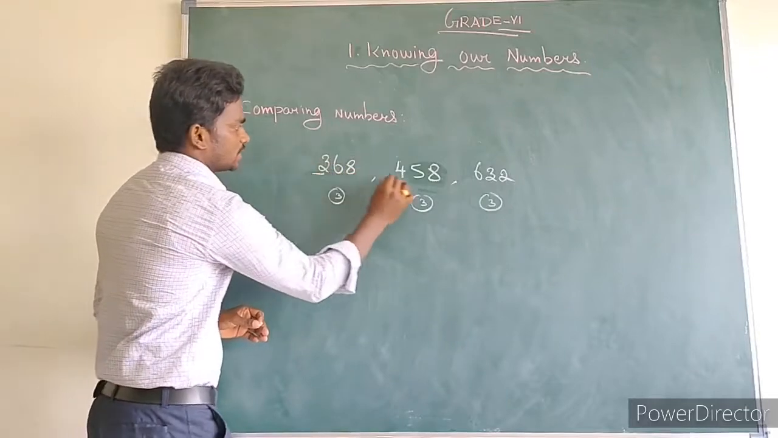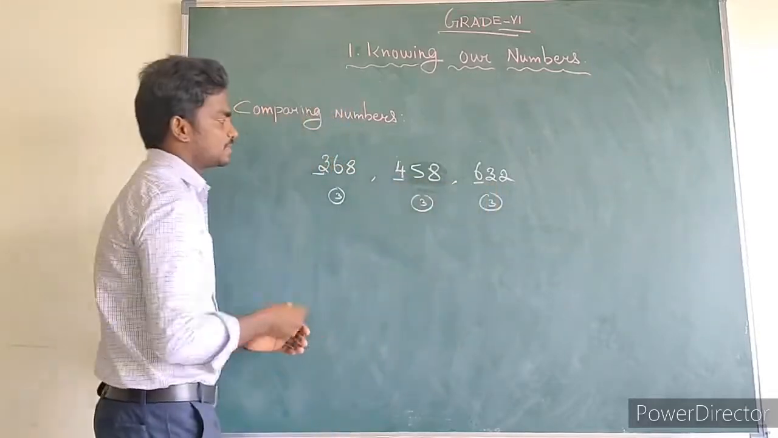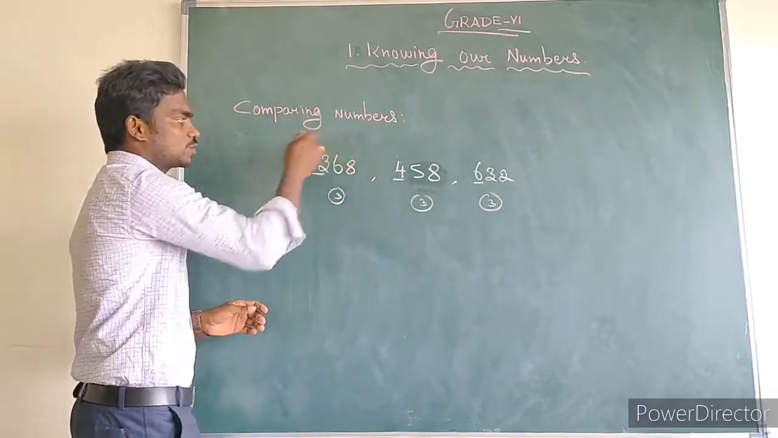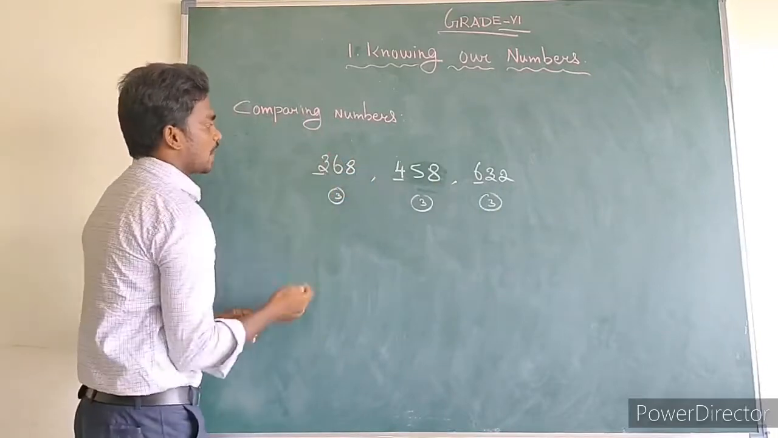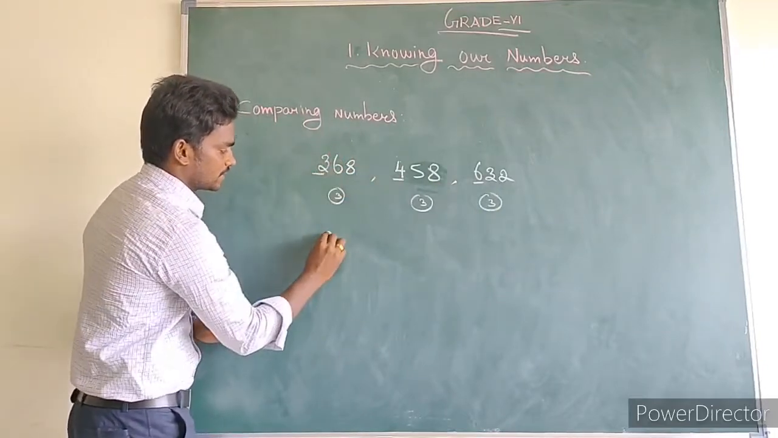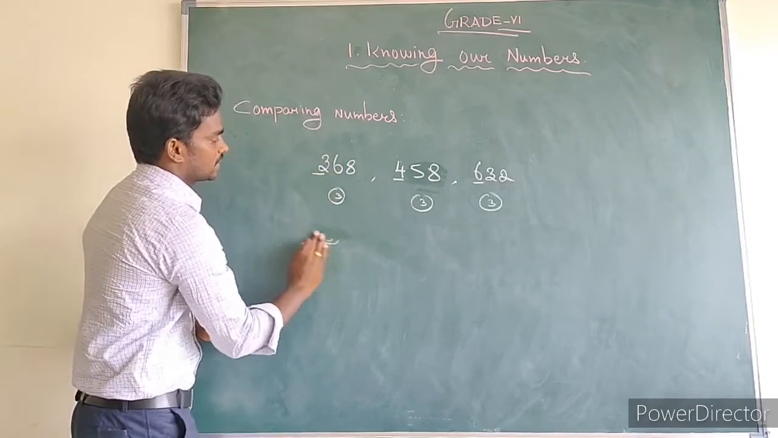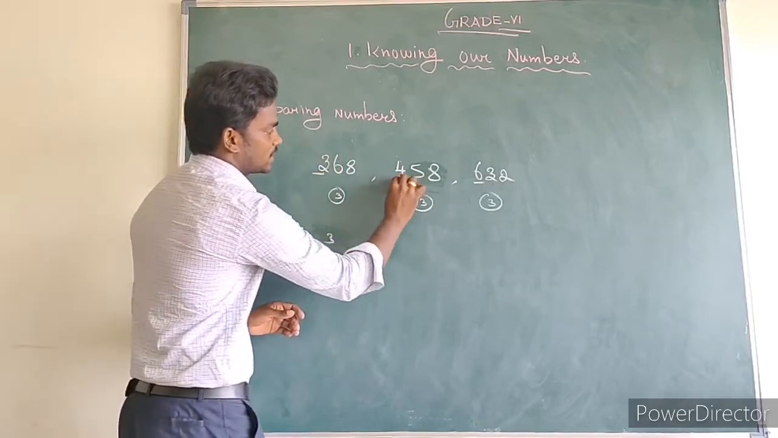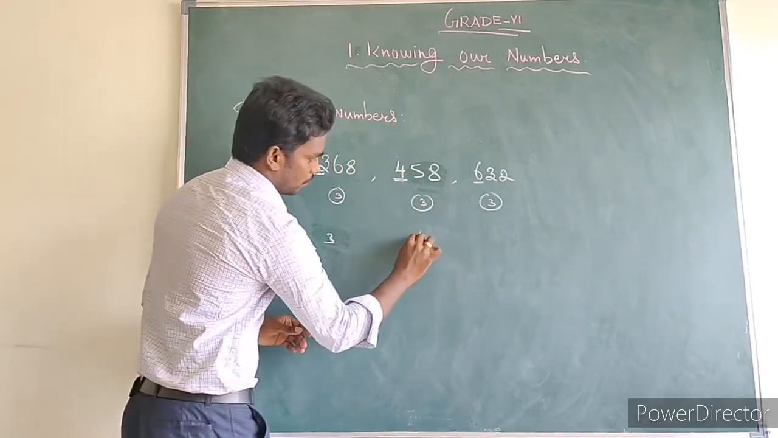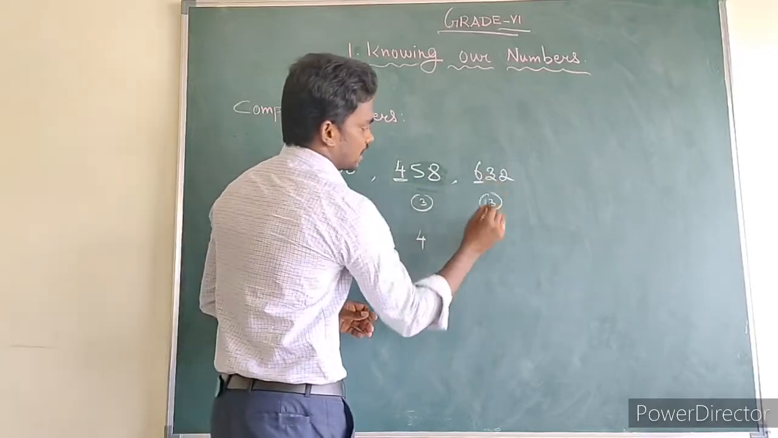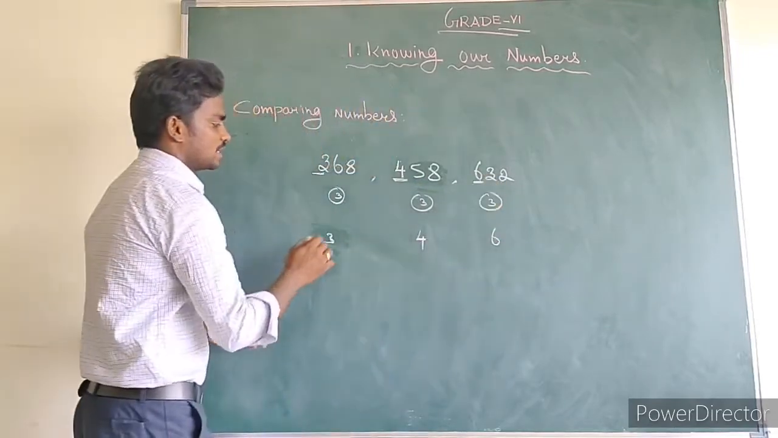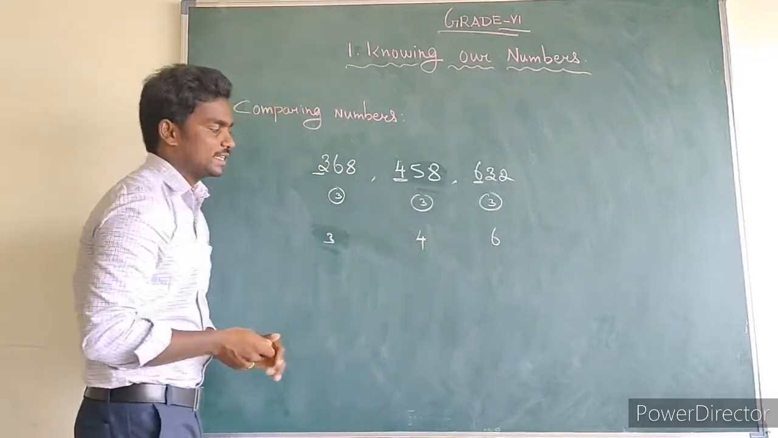See the hundreds place. In 3-digit numbers, this is the ones place, the tens place, and the last one is the hundreds place. So compare the hundreds place. What is the hundreds place for the first number? It is 3. For the second number, it is 4. For the third number, it is 6.